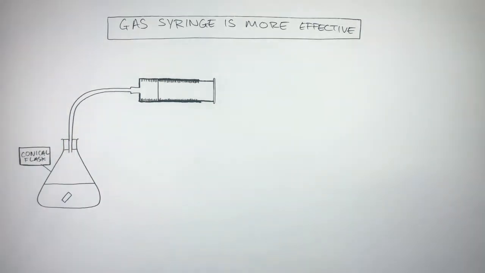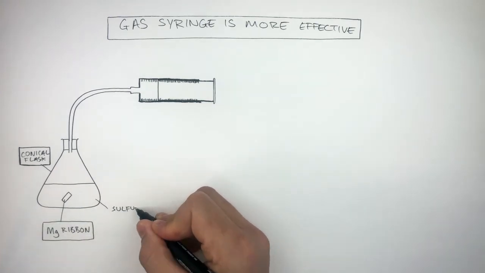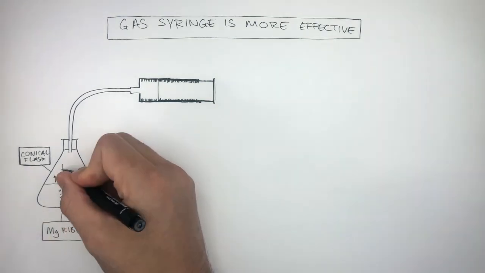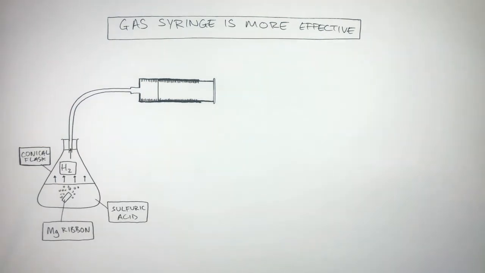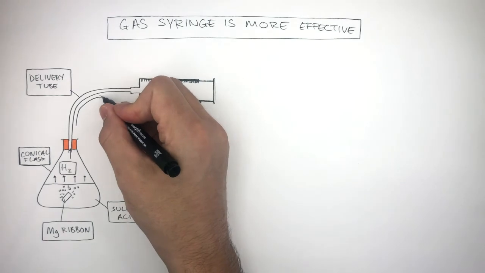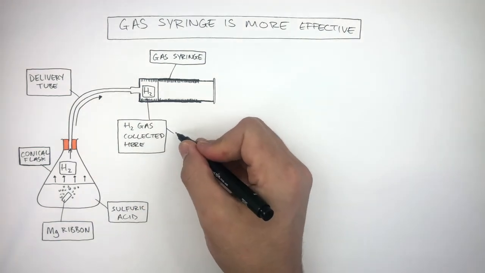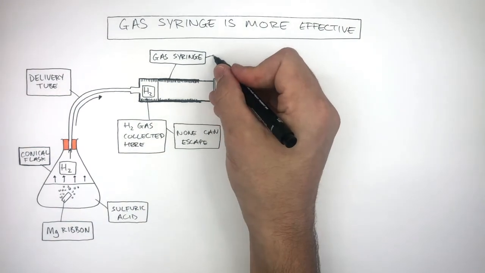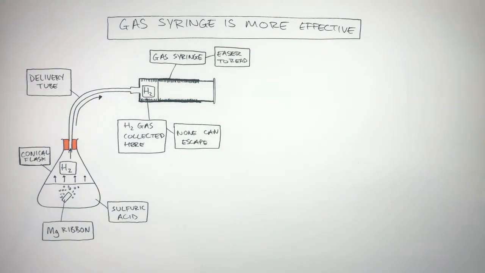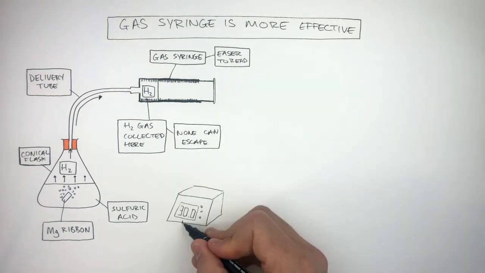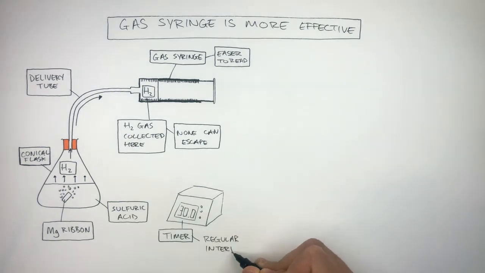The conical flask contains the magnesium ribbon which reacts with the sulfuric acid. The fizzing is due to hydrogen gas which rises up into the delivery tube and is collected in the gas syringe. The hydrogen gas is collected here and none can escape. The gas syringe is also easier to read as there is no meniscus and the gradations on the side are much clearer. And with all experiments, when trying to understand the rate of reaction, a timer is used at regular intervals so we can compare how much hydrogen gas was produced at different times.